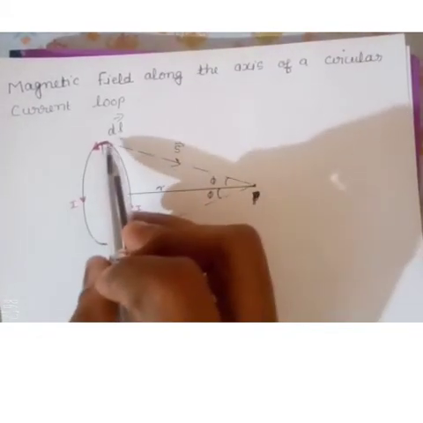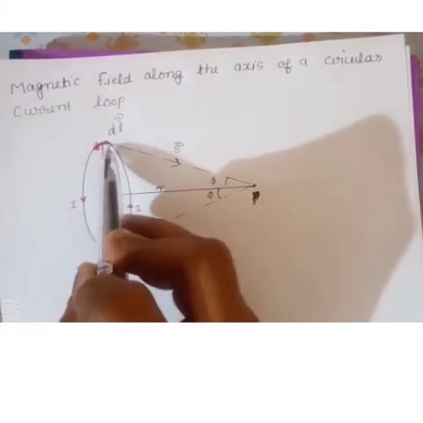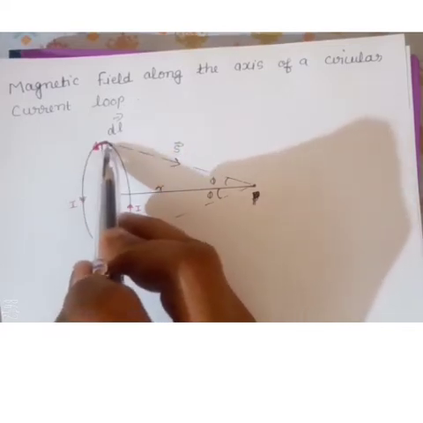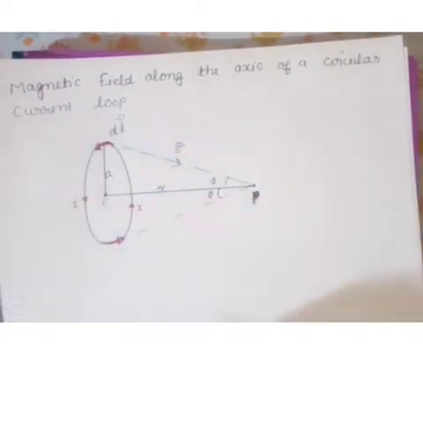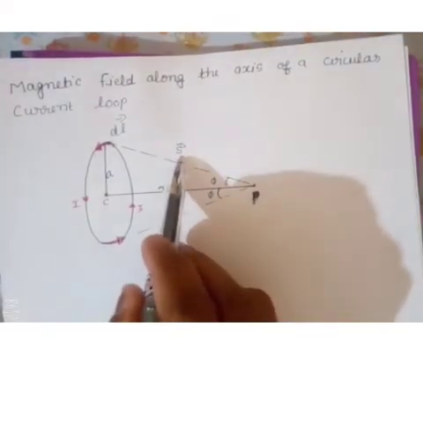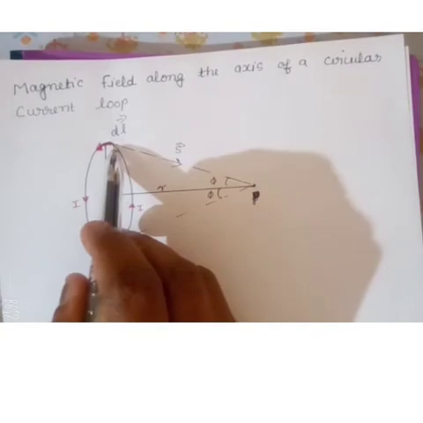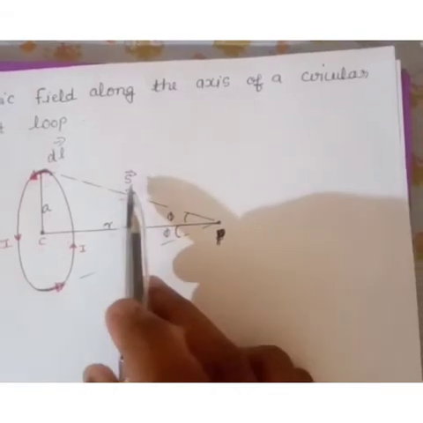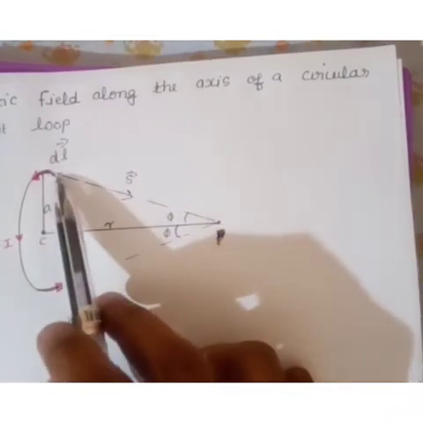So we have to consider a small current element at the top of the circular loop. The direction of the current is outward coming because you have to consider the small element here. And one more point: let vector s be the position vector of point P relative to the element dl.